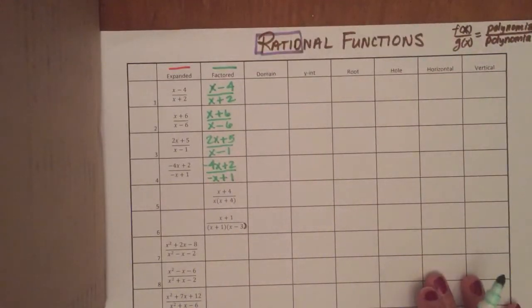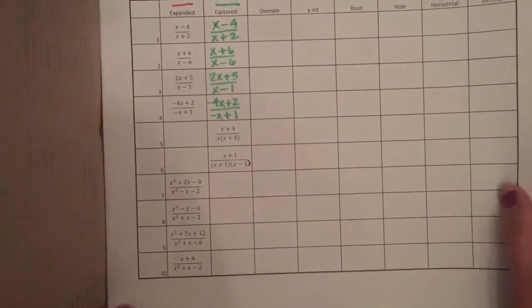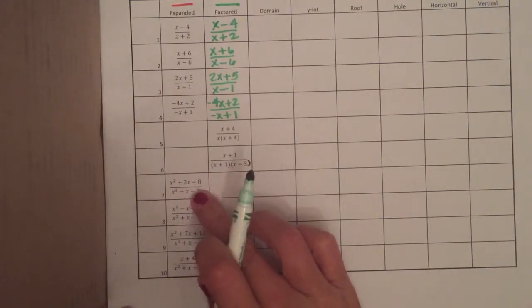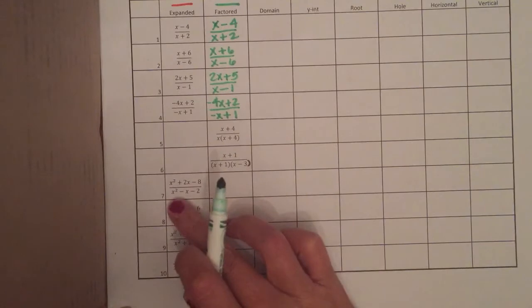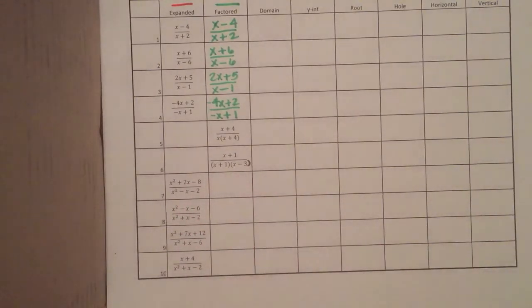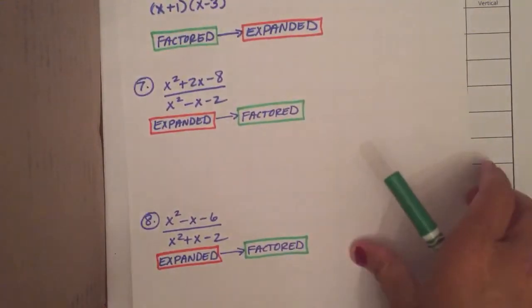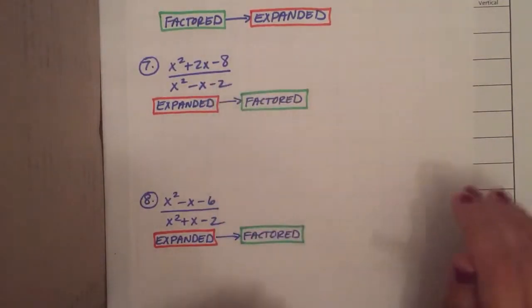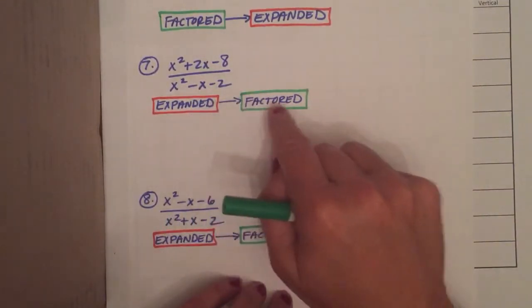So let's look at some of these on the bottom that are a little bit more complex, and let's do some converting here. So I have x squared plus 2x minus 8 over x squared minus x minus 2, and I want to convert that to factored. So that's number 7. I'm going to take number 7 here, and I've written number 7 out so we can see a little bit more clearly. It's right here. This is number 7. And we're going to convert this from expanded to factored.